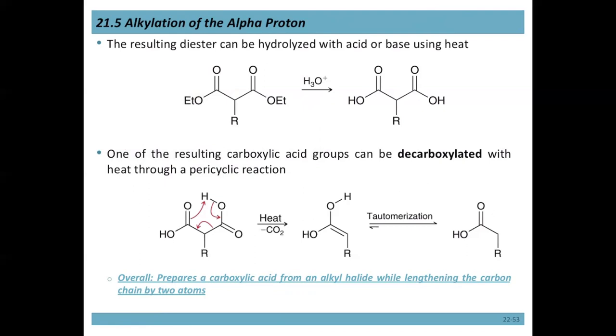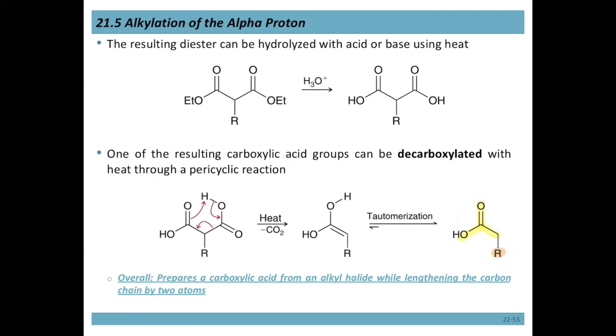So just like we did in the Hell-Volhard-Zelinsky reaction, we had to play a trick. We had to turn the carboxylic acid into an acid bromide in that HVZ reaction. So here we can actually make a product, and you notice in the bottom right-hand corner, you can see the product that we're making. You can see that it is just an acetic acid or ethanoic acid that has an R group.